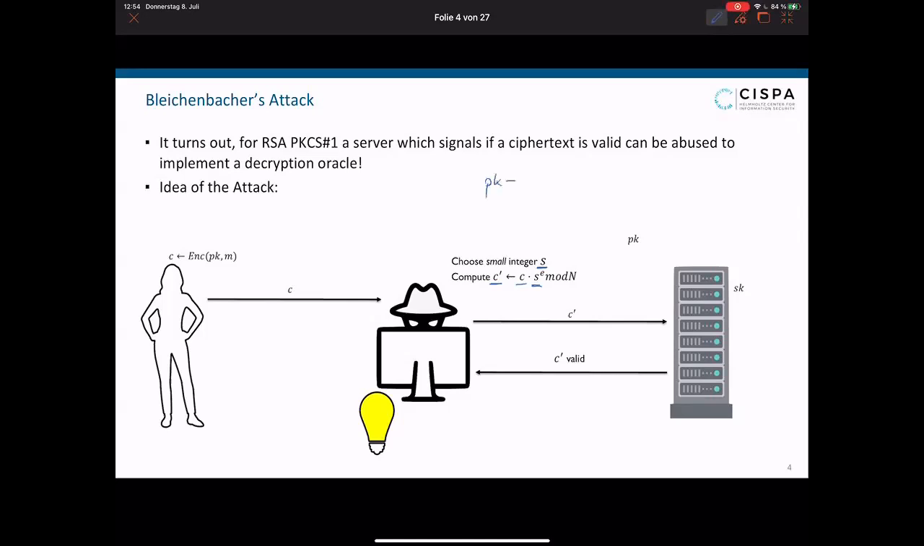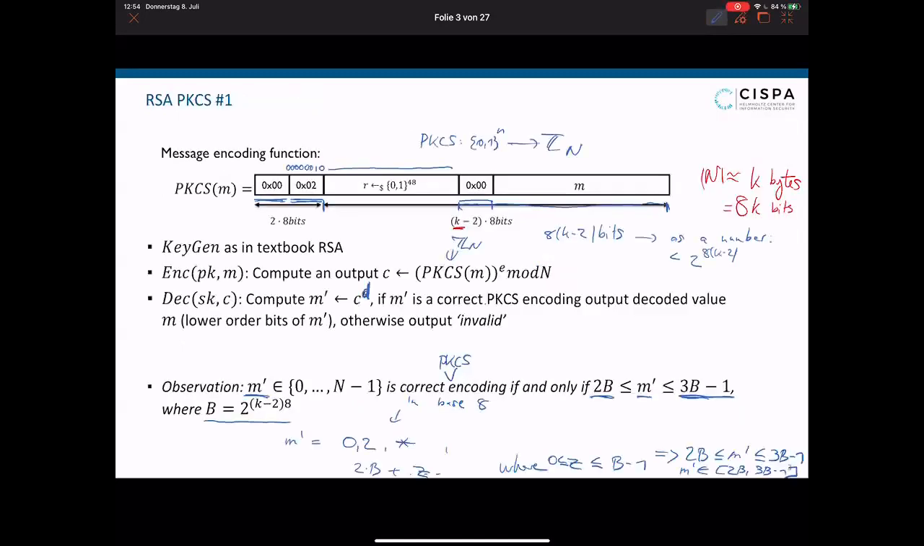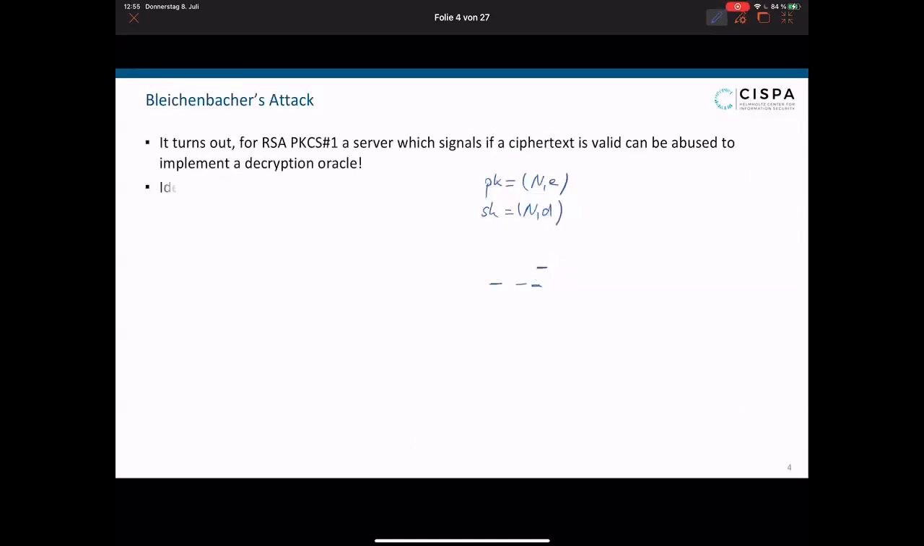The public key of RSA is N, E, right? And the secret key typically N, D, right? So you encrypt. I mean, let's go back, right? In PKCS1, you encrypt by computing PKCS of M to the E. Okay, so E, N is the public key.